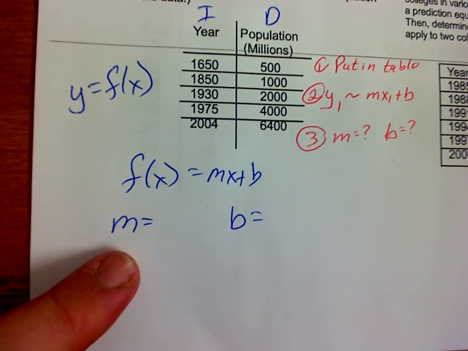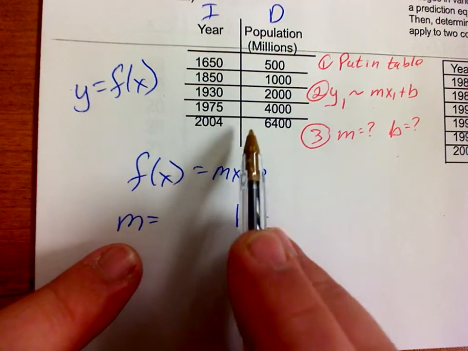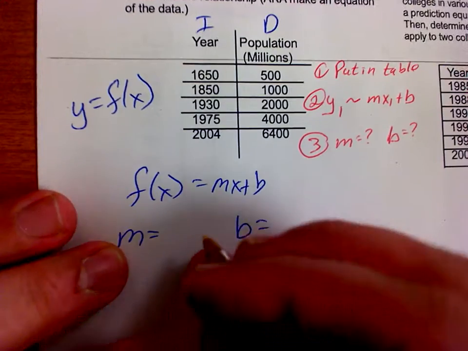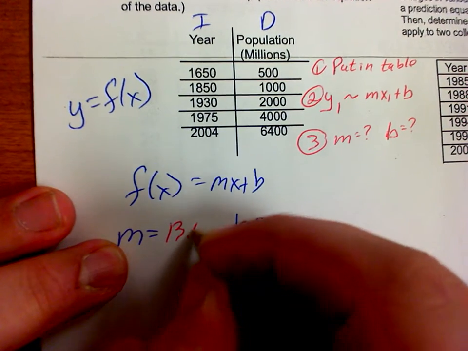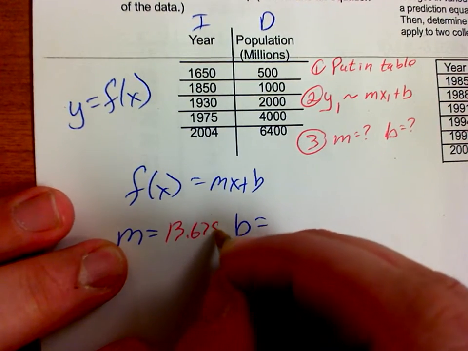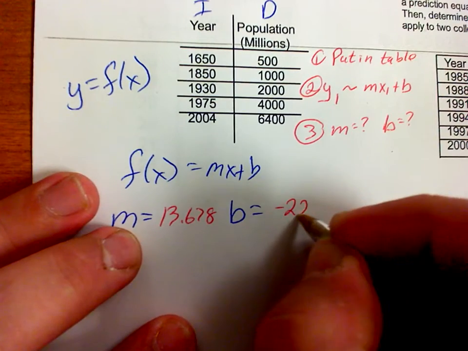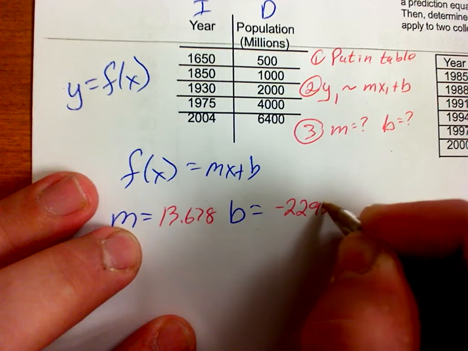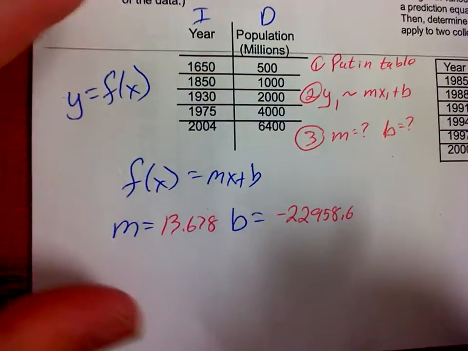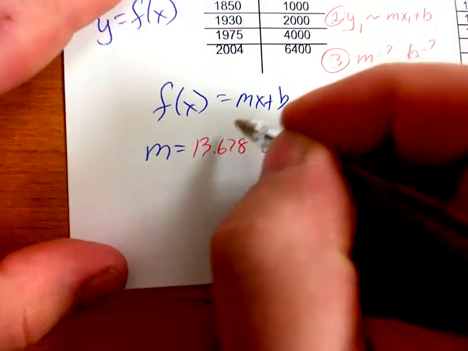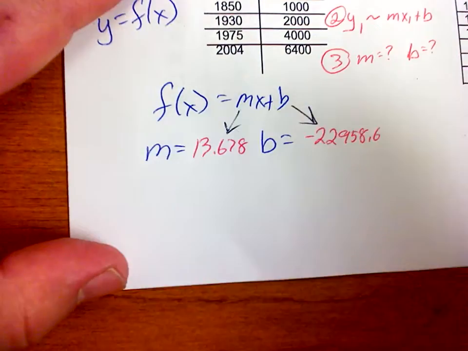When we plugged our table into our Desmos calculator and then had our equation, we found that we had an m value of 13.678, with a little bit of rounding here, and then the y-intercept ended up being negative 22,958.6. All we have to do from here, guys, is just plug in our slope and our y-intercept into our equation.